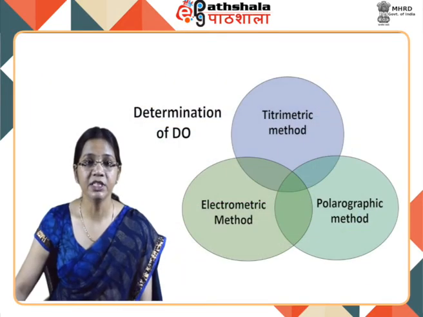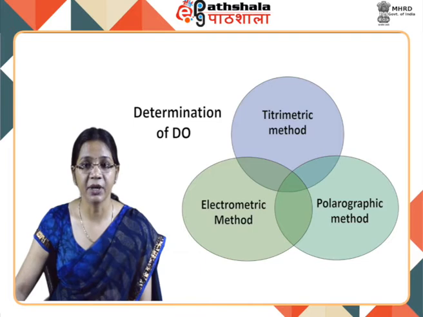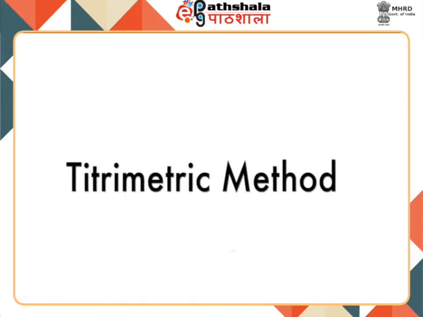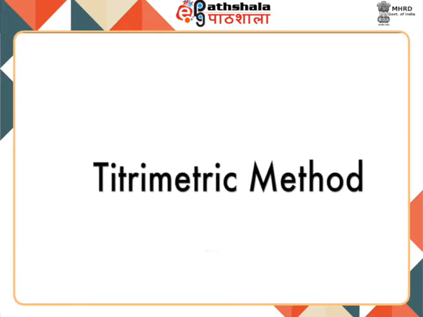Now, we will study the determination of dissolved oxygen. Three methods which are widely used for the determination of DO are the Winkler method, which is also called the iodometric method or titrimetric method, the polarographic method, and the electrometric method, which uses a membrane electrode. First, you will study the titrimetric method.